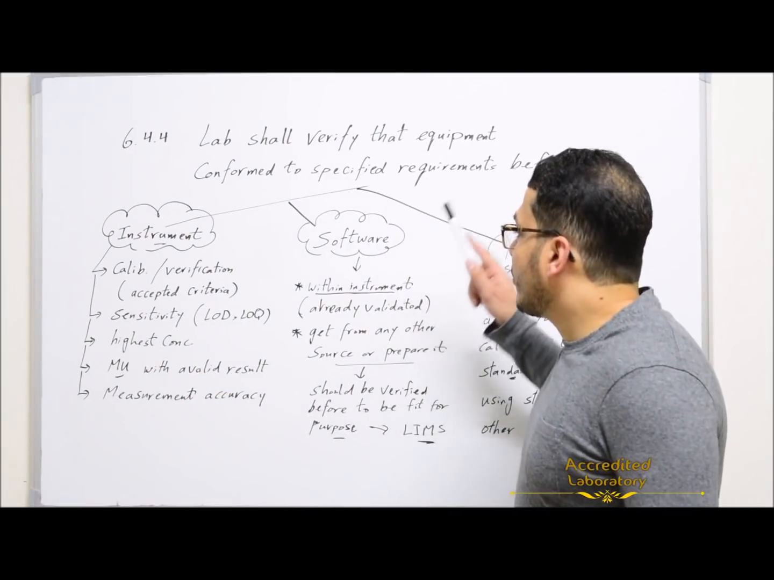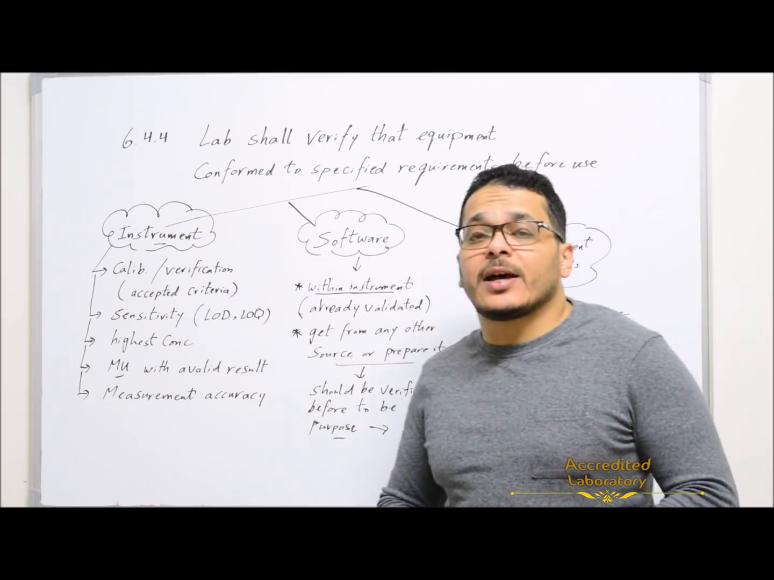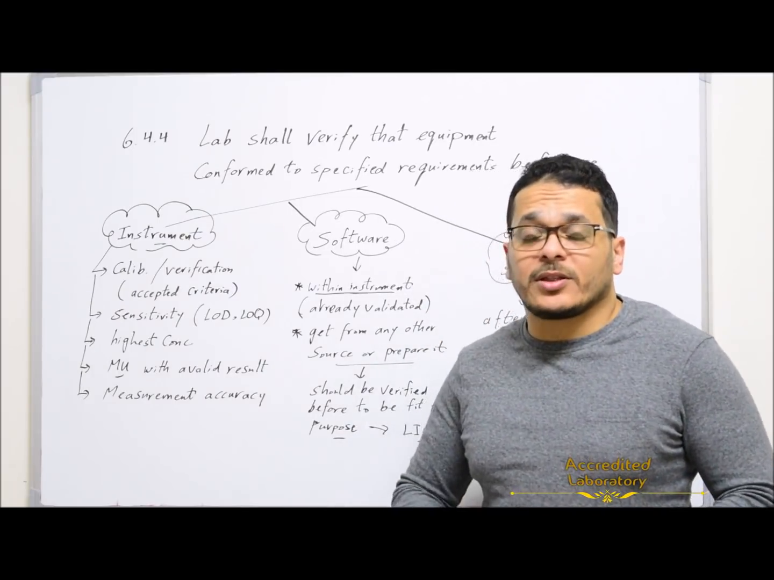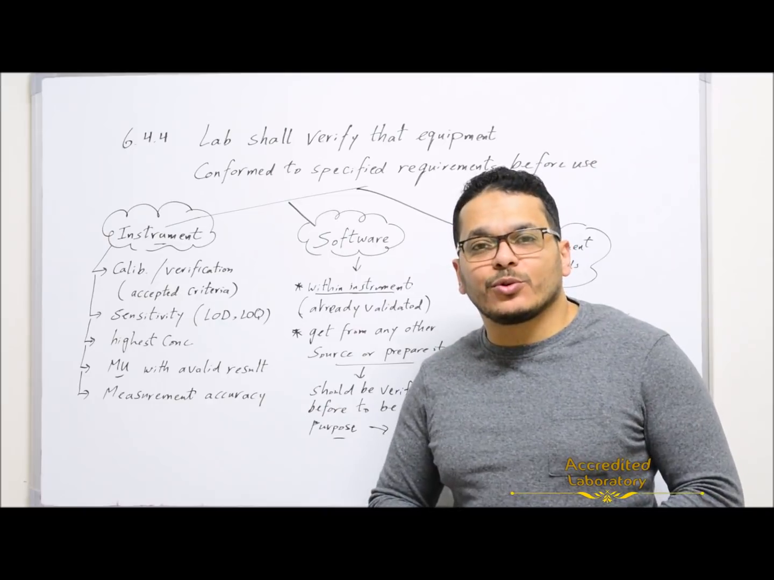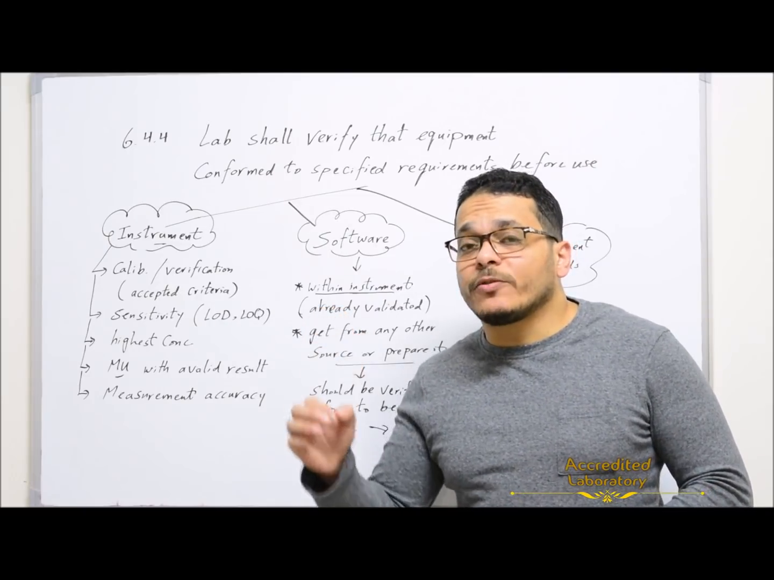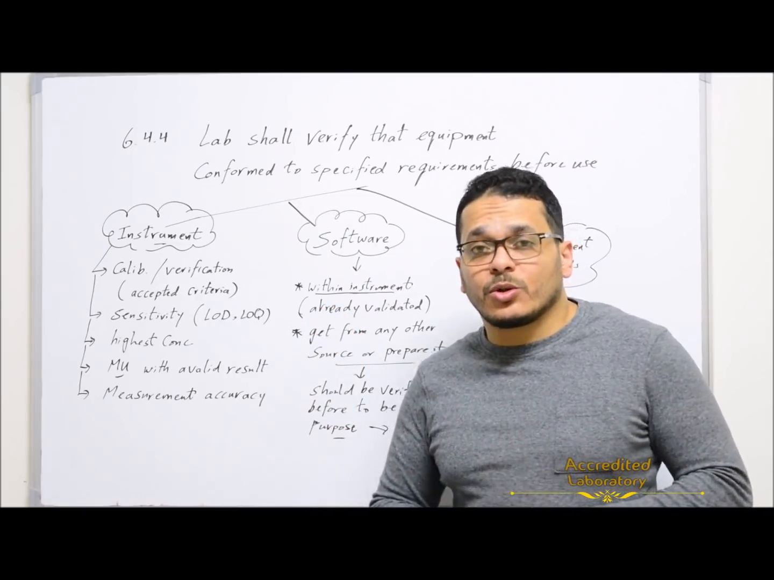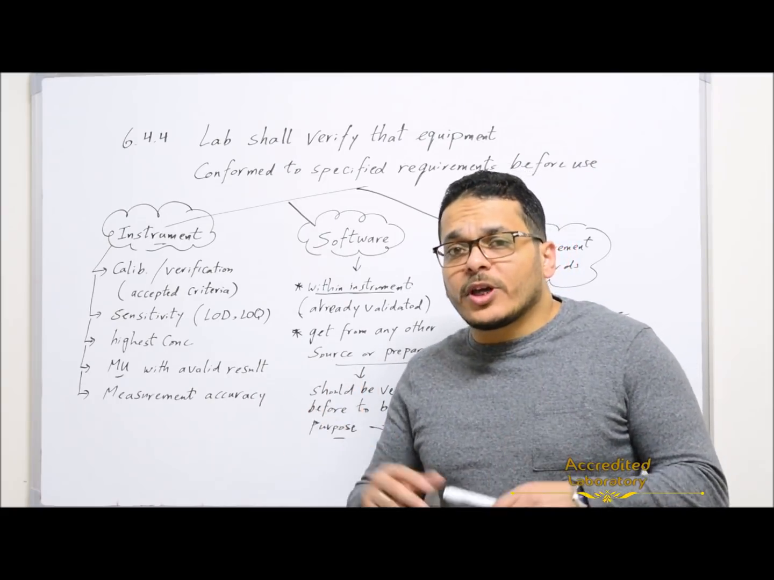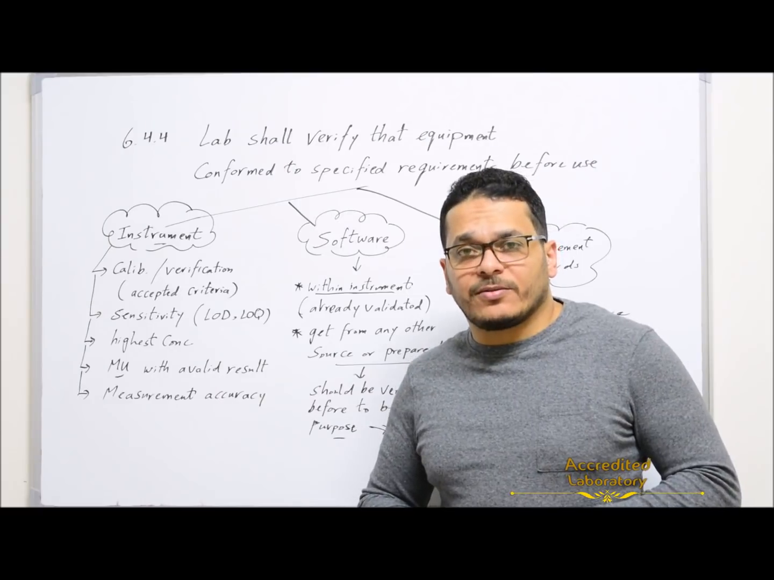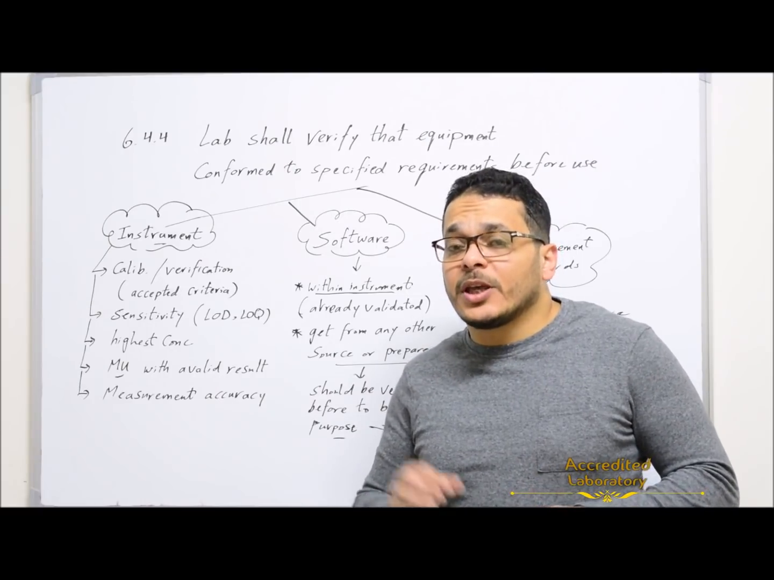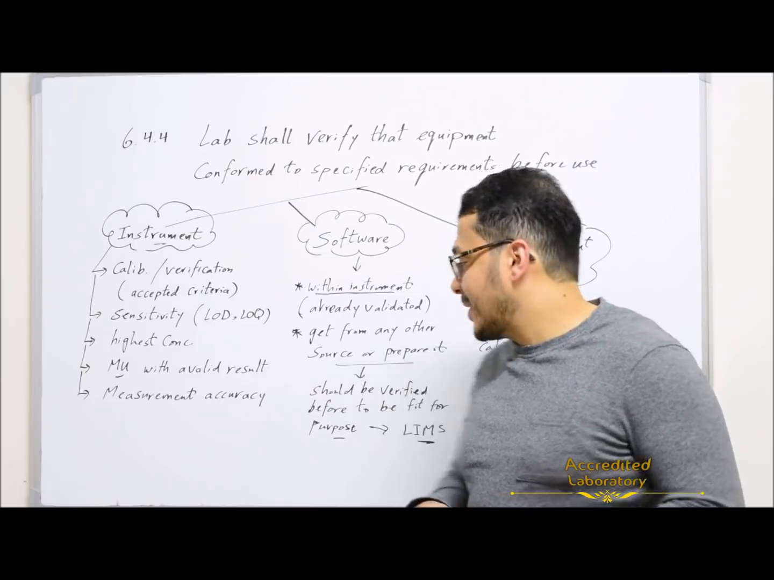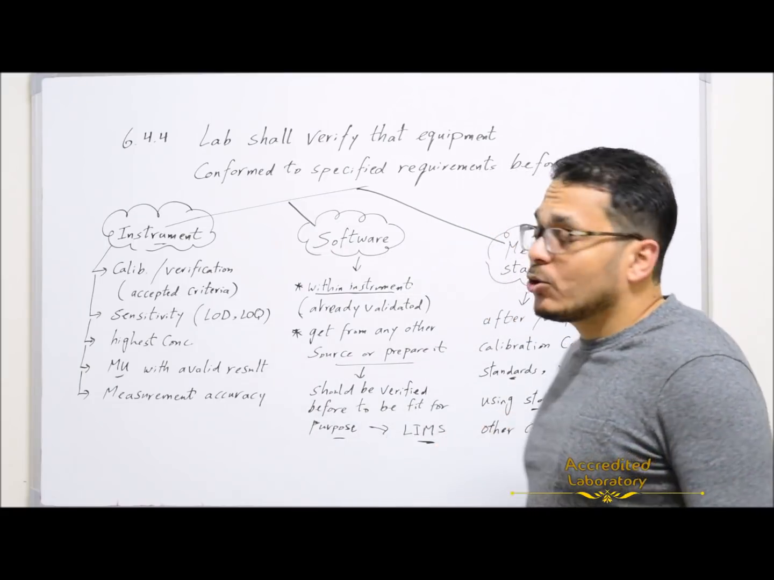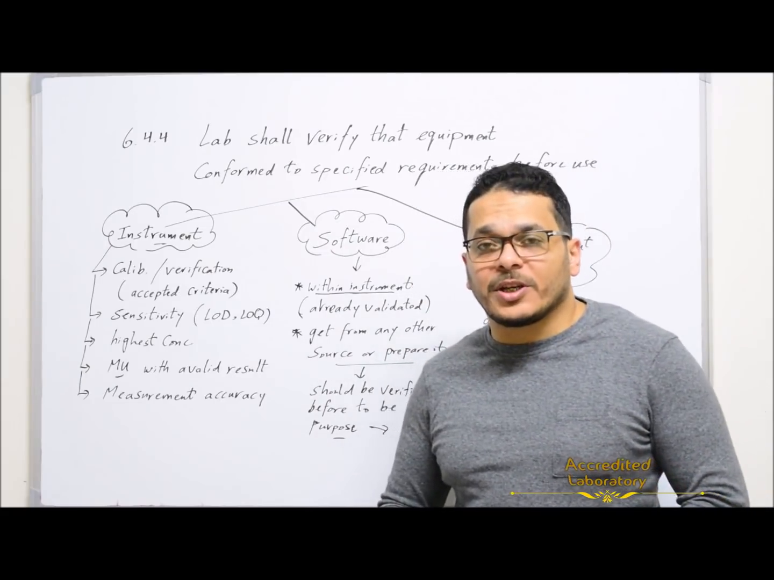Also, as we mentioned before, software is now considered in the new edition as equipment and should be verified before use, such as the software with the instruments. Every instrument comes with software. This software will be verified by the company itself. And also, if the lab prepares a LIMS, as an example, that also should be verified by the company itself.